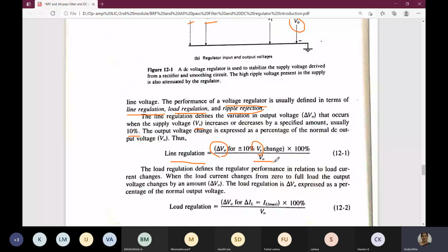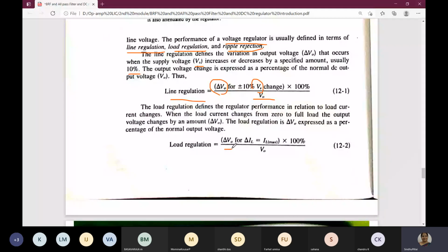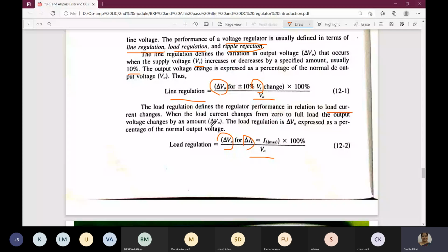So what will be load regulation? It is the change in the output voltage for a plus or minus change in the load current, divided by V naught, into 100%. Load regulation defines the regulator performance in relation to load current. When the load current changes from 0 to full load, the output changes by an amount delta V naught. The load regulation is delta V naught expressed as a percentage of normal output voltage. So this is the formula for line regulation and load regulation.